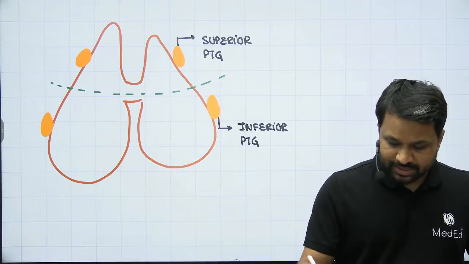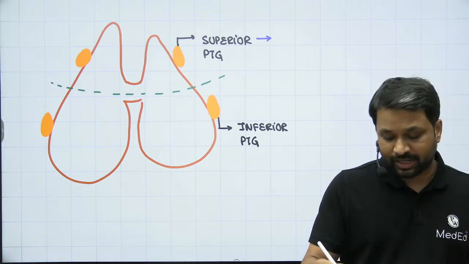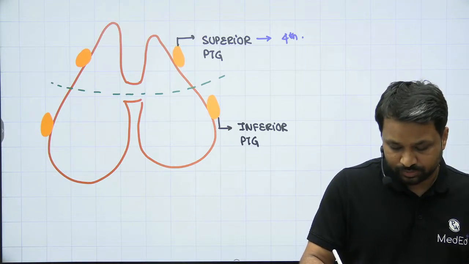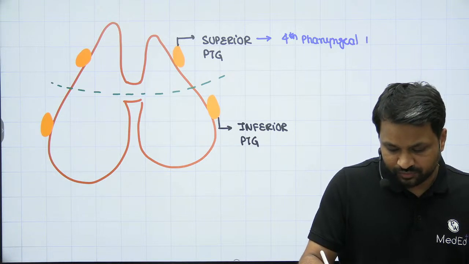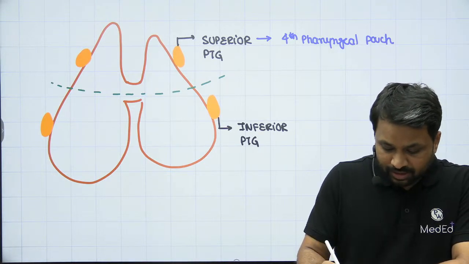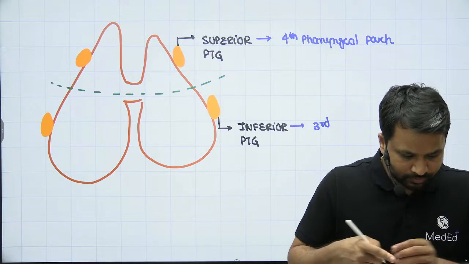Now, what is interesting is that during embryonic development, the superior parathyroid gland arises from the fourth pharyngeal pouch. And what is interesting, the inferior arises from the third pharyngeal pouch.